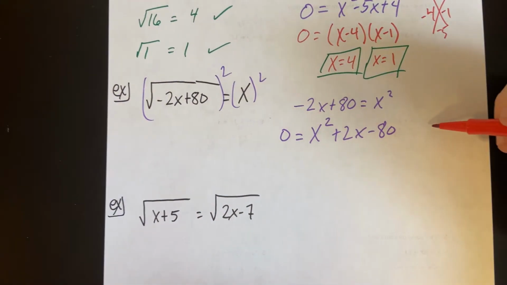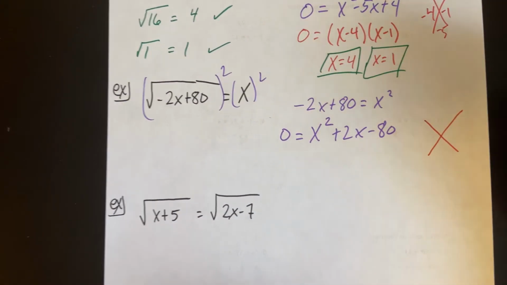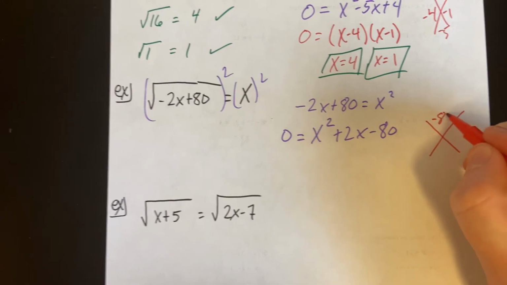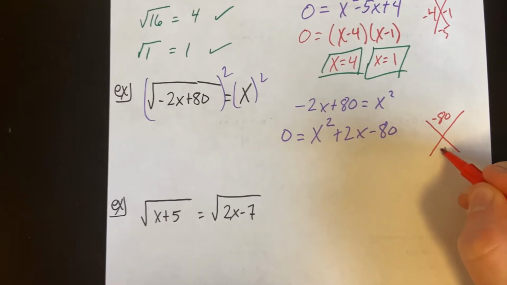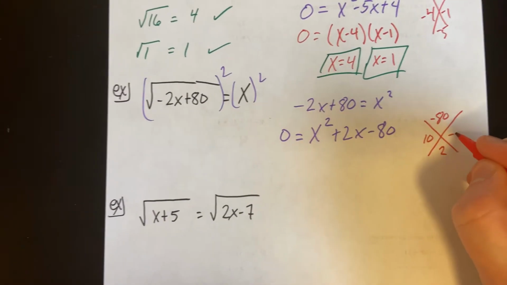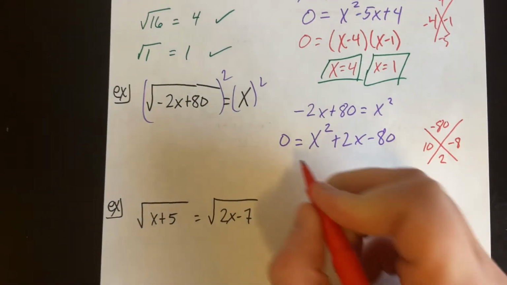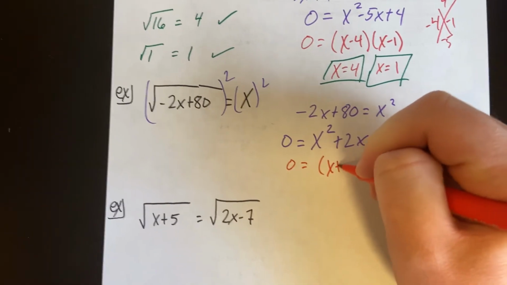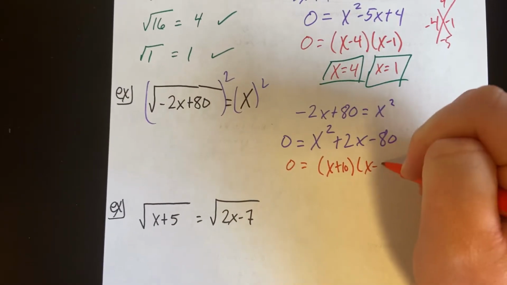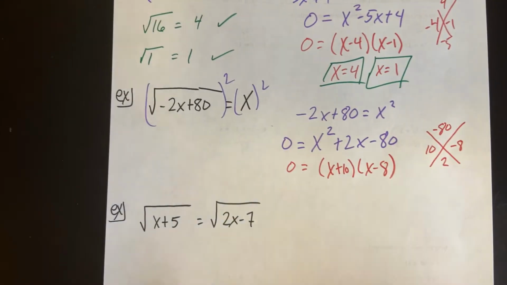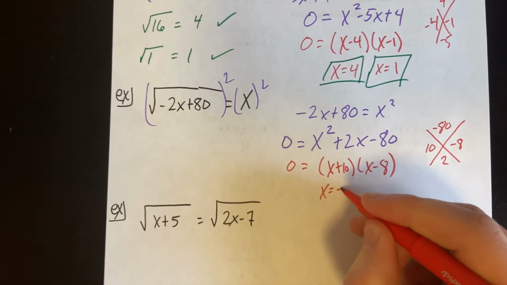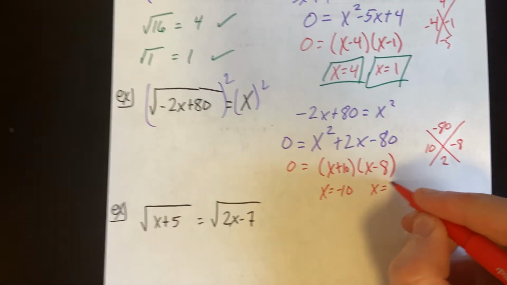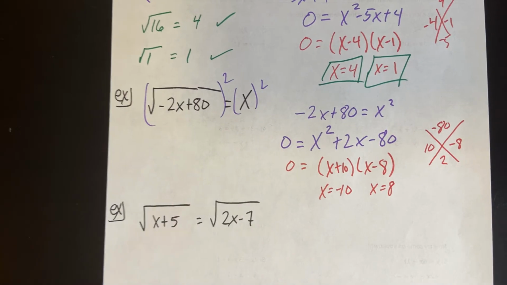Okay, so here's my diamond. What multiplies to get -80 and adds to get positive 2? It should be a positive 10 and a negative 8. So those are my factors, right? x plus 10, x minus 8. This one tells me I have a solution at negative 10. This one tells me I have a solution at 8.